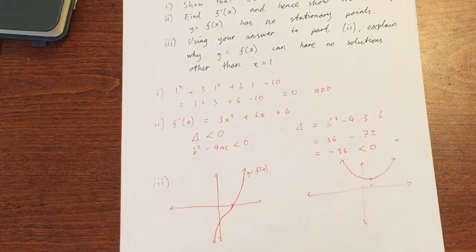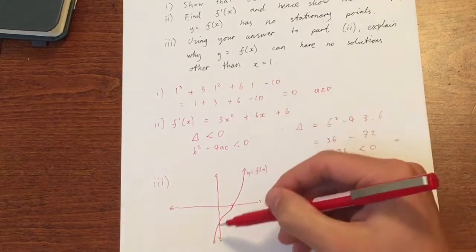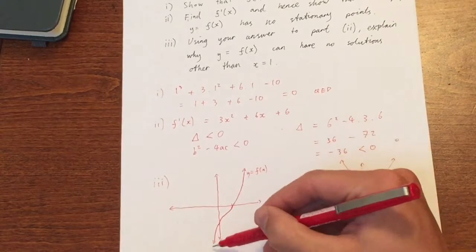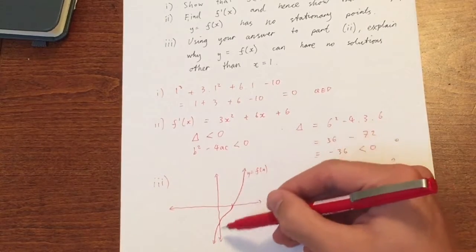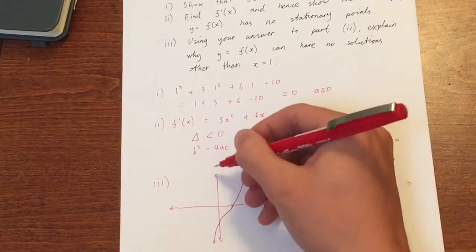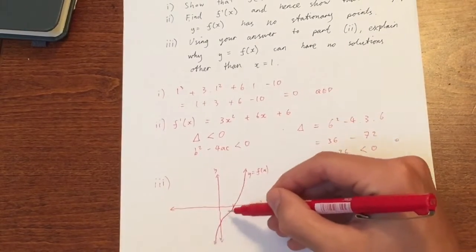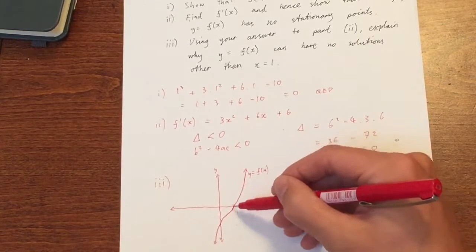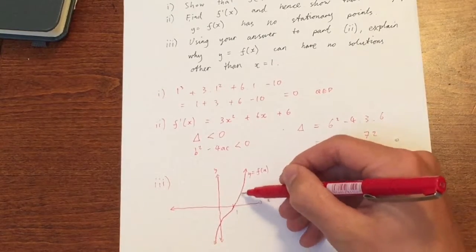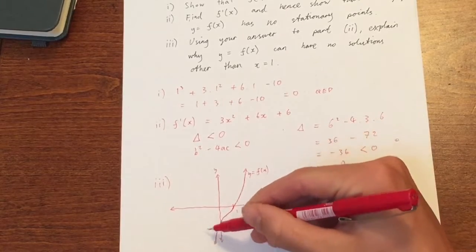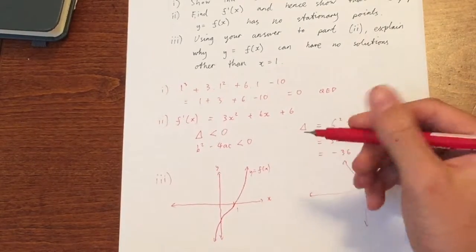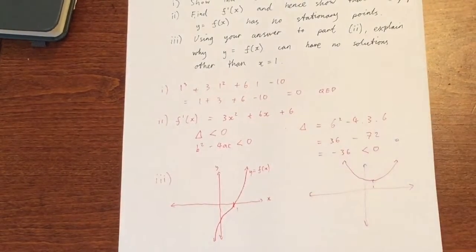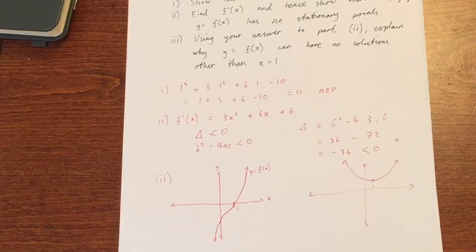with no stationary points. Now, if this function is always increasing, that means it will never be able to cross the x-axis more than once. So if this function is always going upwards, there's no way it can cross it here and have this solution, and then for it to come back down, it would have to have a stationary point, or for it to come back up from here, it would have to have a stationary point. So the fact that this function is strictly increasing means that there can only be one solution.